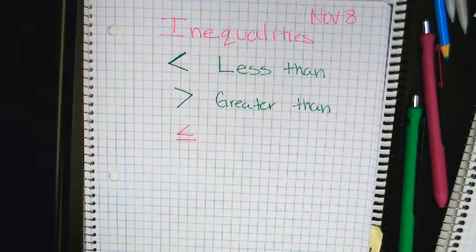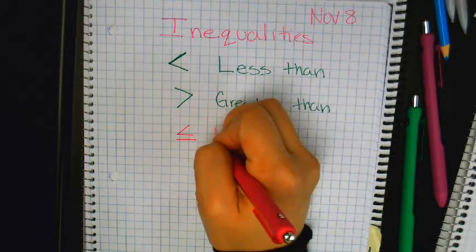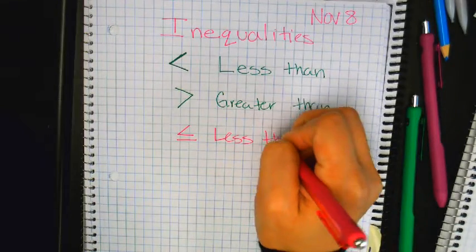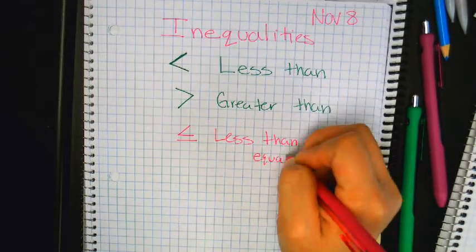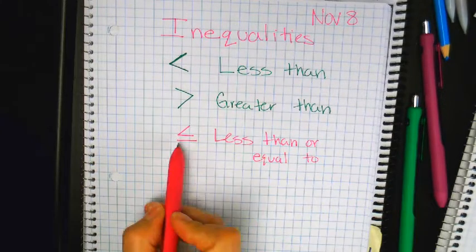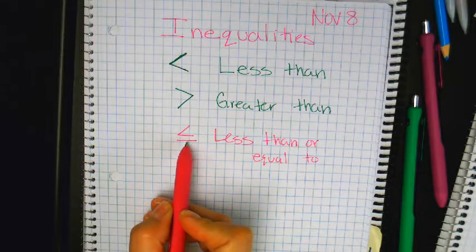Now, do you know what this one would be called? Less than or equal to. Exactly. This one is called less than or equal to. So this extra little bar here, it's like half an equal sign.